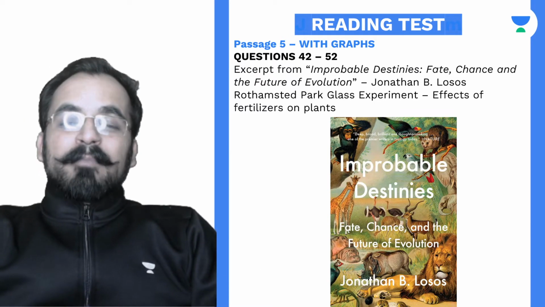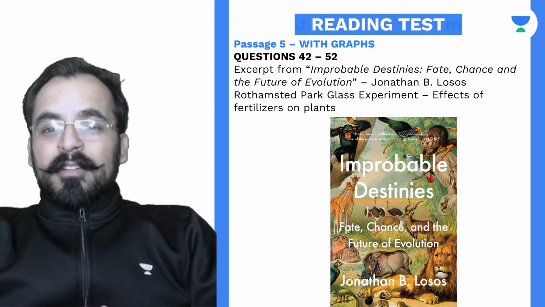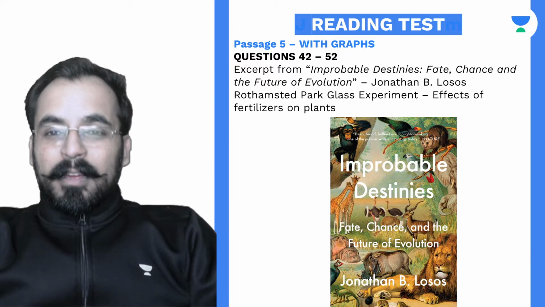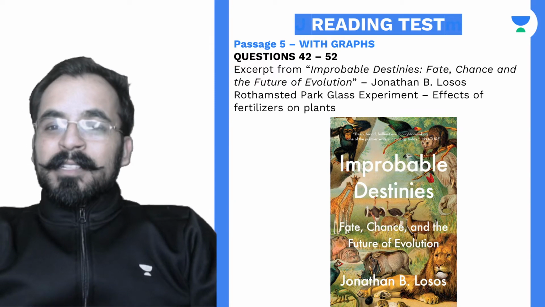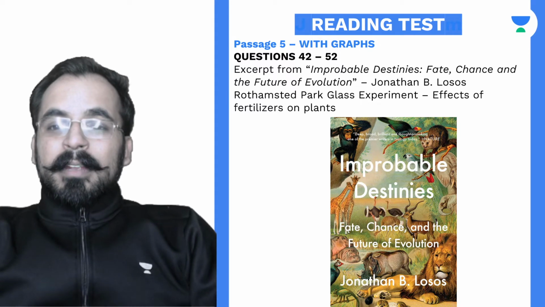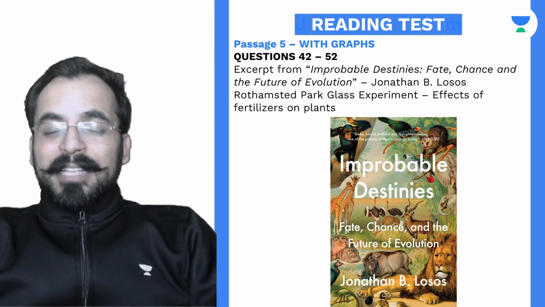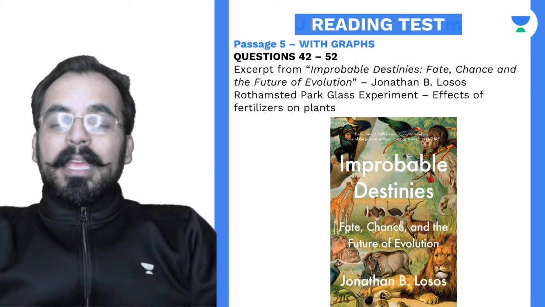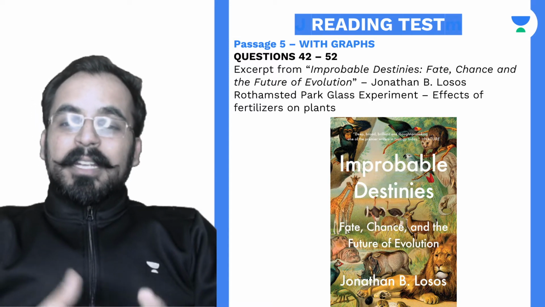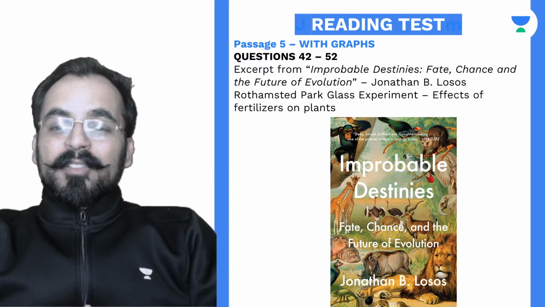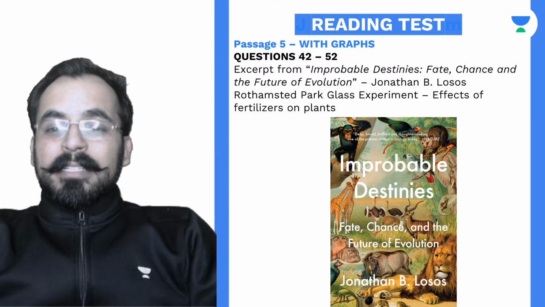Now let's come to the last passage, passage 5. It was accompanied by graphs, and some people had found this passage tricky. You can search for the same again and let us know if you want a detailed analysis of these 5 passages. So we'll come up with the analysis sessions.